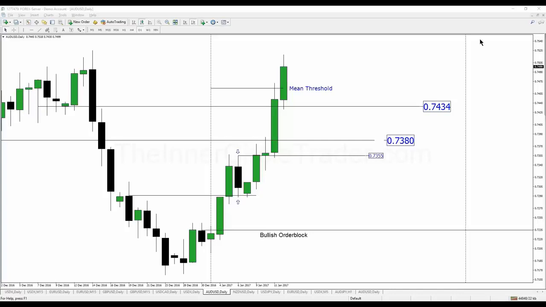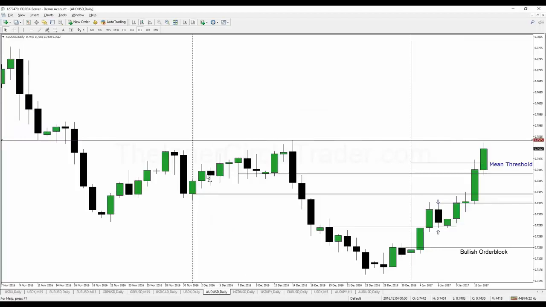Price has moved from 73.80 to 74.34 yesterday. Having that move from 73.80 to 74.34, it closed in that fair value gap that we've been monitoring that occurred in December 2016, and then price has moved through the mean threshold. It's obvious that we'll see a move above that 75.25 level.